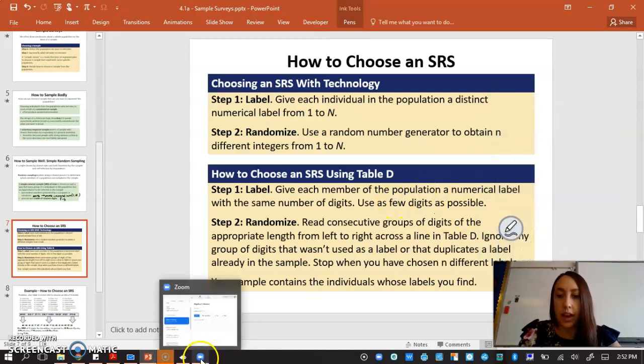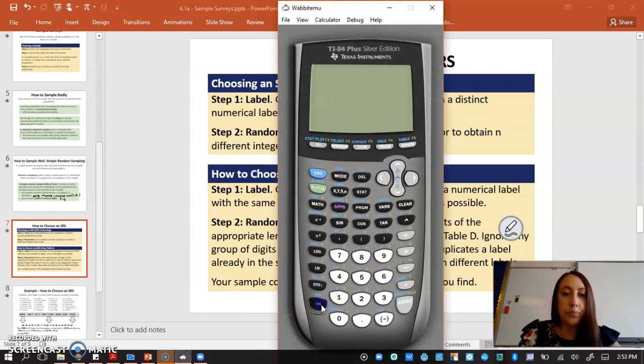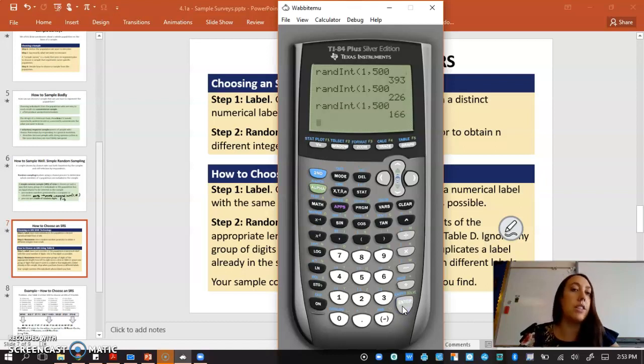Let's look at my calculator. If we go to Math, Probability, it is number 5, random integer. Say there are 500 people in my population, I can do 1 to 500. The first person I would choose is whoever I labeled 393. The second person I would choose is whoever I labeled 226, right? You can keep doing this until you have however many people you want in your sample. And you obviously want to ignore repeats because I can't choose the same person twice. So once my calculator spits out a number, if it spits out that same number again, I'm going to ignore it.